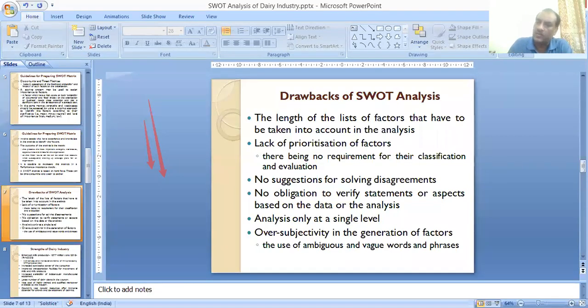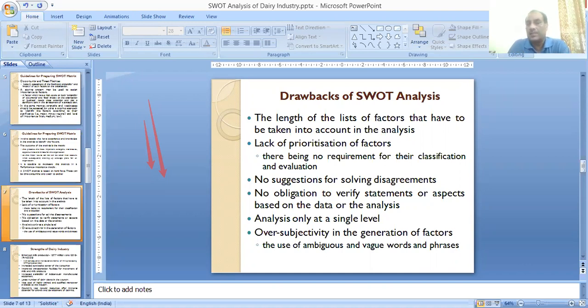There is no obligation to verify statements or aspects based on the data of the analysis. It is not always required to verify all those factors, because we have knowledgeable persons, experienced persons, and we mostly rely on them. If we go for analyzing all those subjectively, it requires another time and money, a lot of money. So sometimes we forego all those things.